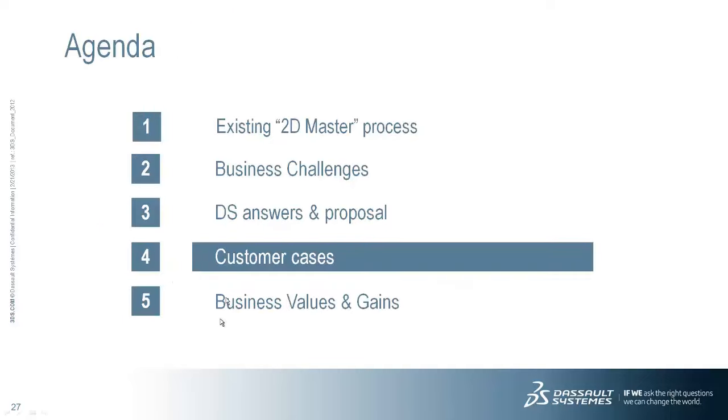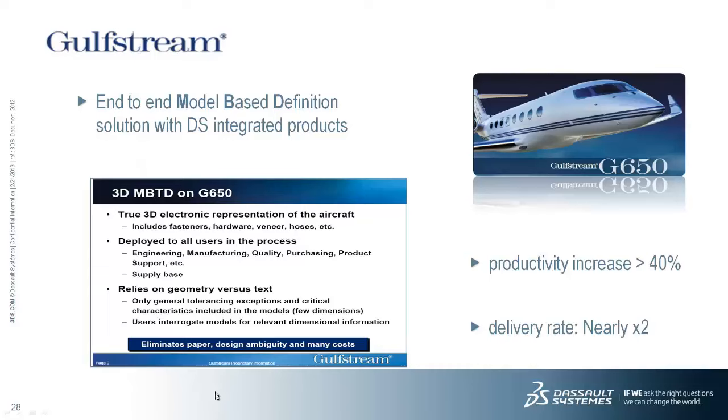So now let's look at some cases where our customers are improving their performance with 3D Master. Gulfstream have created an end-to-end model-based definition approach to the design and development of their aircraft. And in the United States, model-based definition is the term used typically to replace 3D Master. At Gulfstream, a full 3D definition is employed to all users. Their initial implementation was for interior outfitting. On their new G650 aircraft, the entire airplane program uses the 3D Master approach.